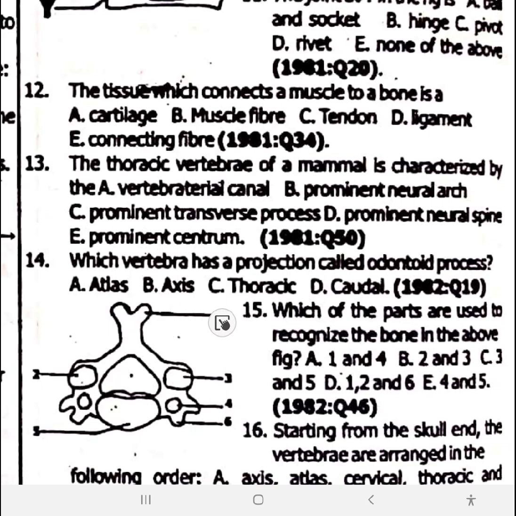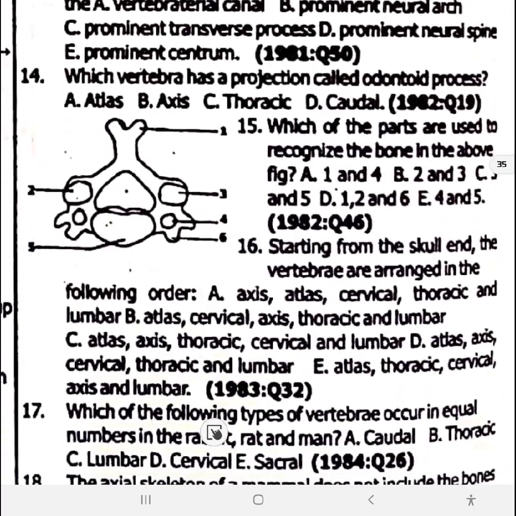For those who want to draw, 1 here is the neural spine. 2 and 3 are called prezygapophyses, which, let me spell it: P-R-E-Z-Y-G-A-P-O-P-H-Y-S-E-S. 4 here is called the vertebrarterial canal. This 5 here is called the centrum. And 6 is called the transverse process or the cervical rib. So no option is correct.